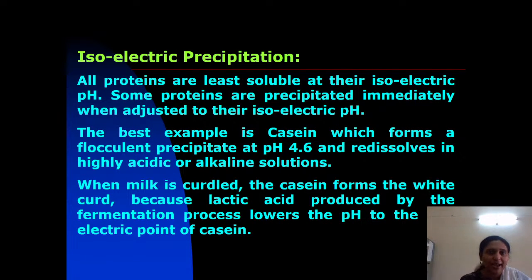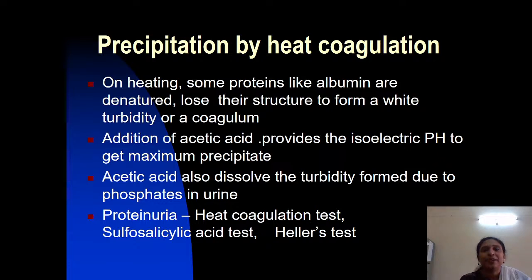4.6. When you add acid to a solution, as acids are hydrogen donors, the hydrogen ion concentration increases and the pH decreases. So lactic acid, produced by the bacterial fermentation of the curd, decreases the pH of the milk, bringing it to the isoelectric pH of the milk protein casein, that is 4.6. So curdling happens, because at 4.6 casein is precipitated, and that causes the curdling of the milk. So this is isoelectric precipitation.